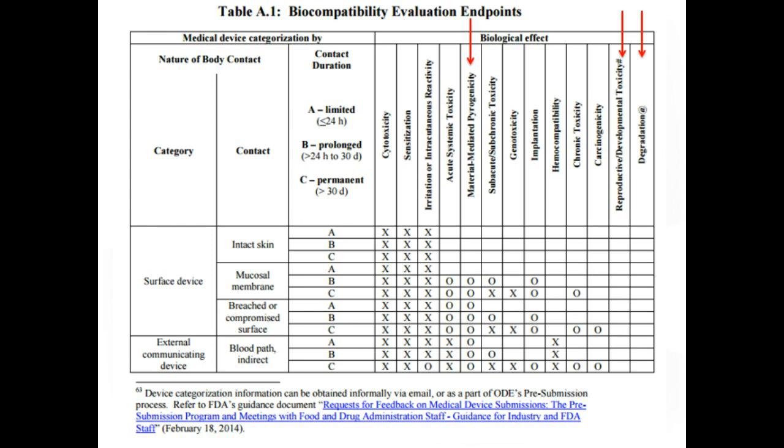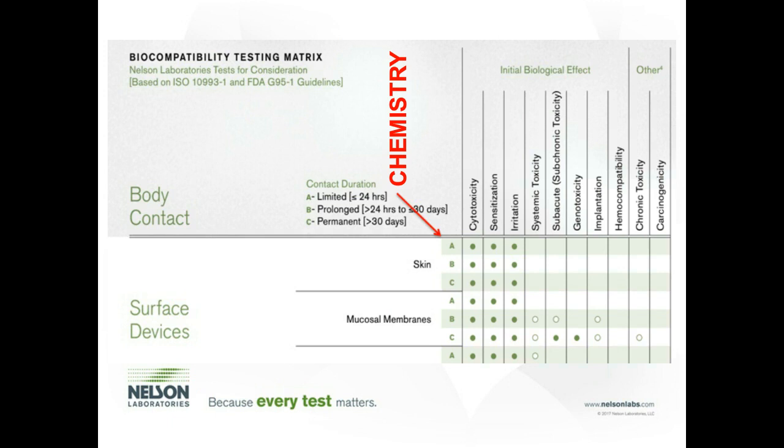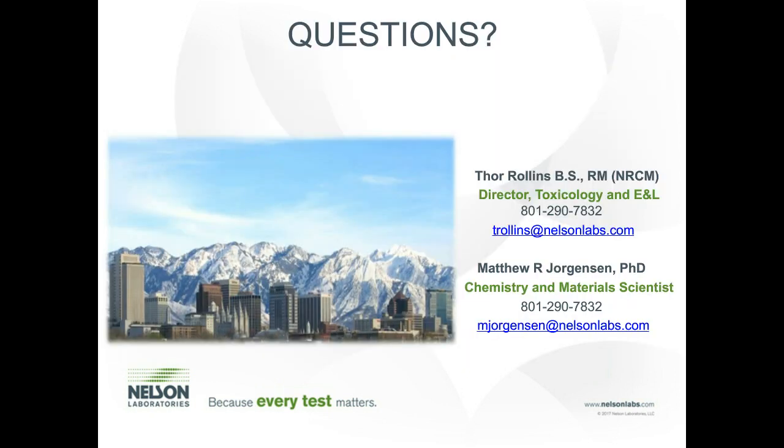And I also want to hit home that with the new ISO coming out, it's very important that you start evaluating chemistry and material characterization as part of this risk assessment. Just consider chemistry as one of these endpoints, because this is going to help you save time and money going forward, and it's going to help you be more in line with what the ISOs are requiring in the future. So with that, I think we're going to turn it back over to Chris for Q&A.